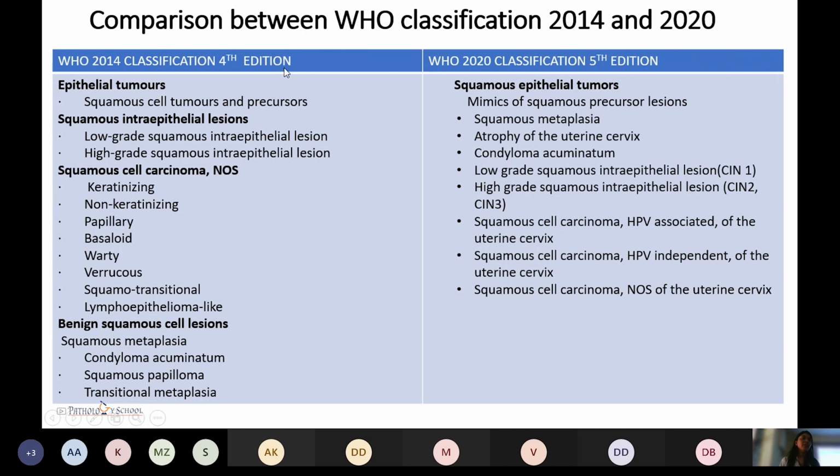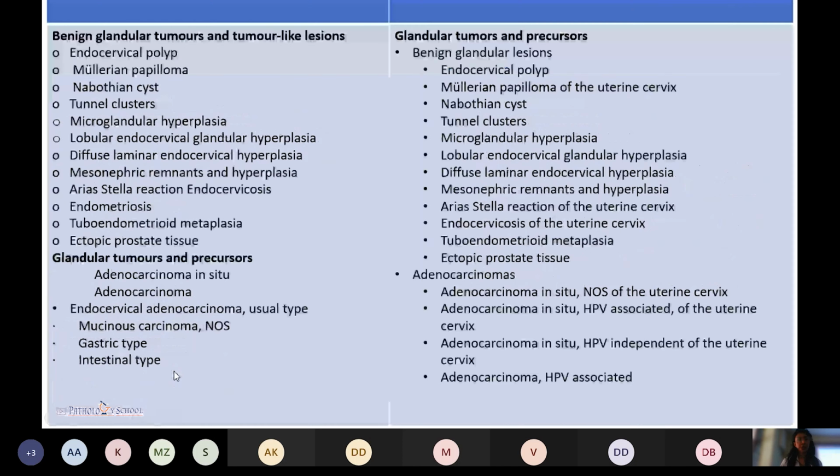Whereas in WHO 2014, they had been divided according to the epithelial tumors, the squamous intraepithelial lesions, then based on the histomorphological features, the squamous cell carcinomas were divided, and finally the other squamous cell lesions were included. Benign glandular and tumor-like lesions in both the WHOs are exactly the same. There are no changes that have been made in that field.